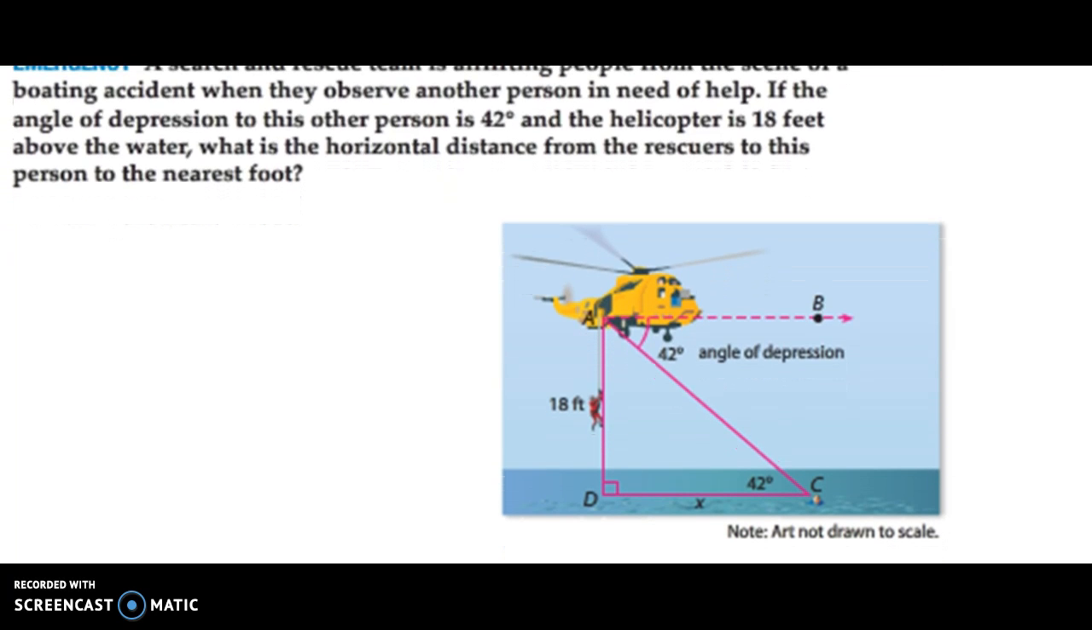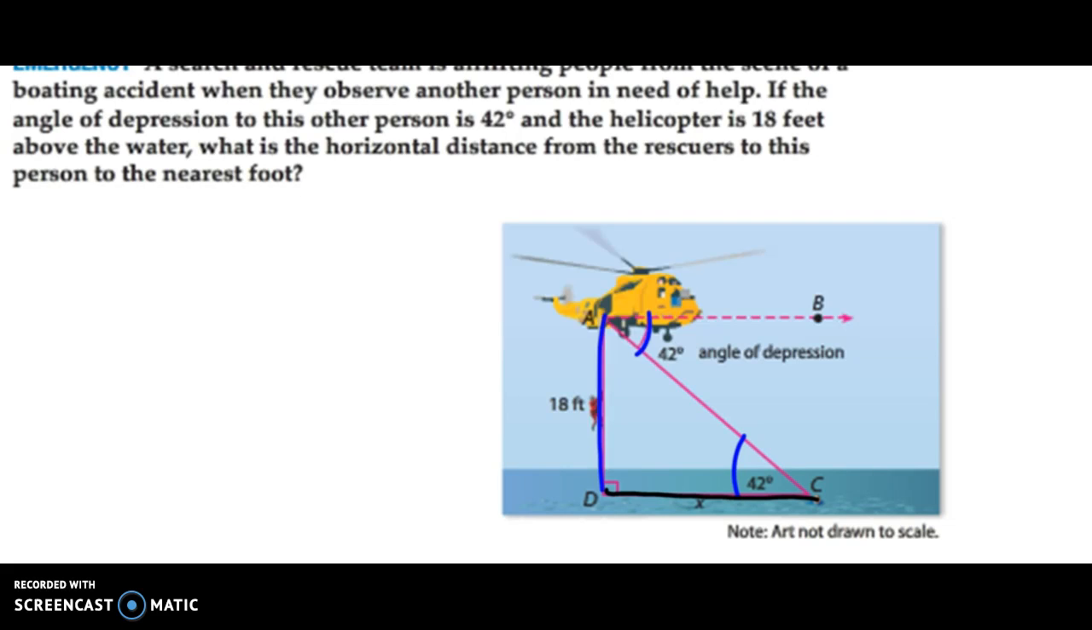So essentially what we're looking for, we have angle of depression is 42 degrees. Now, again, because our horizontal lines are parallel, we can find it to be 42 degrees right here using the alternating interior angle theorem. We also know its opposite side, and they want the horizontal distance from the rescuer, so this distance right here.